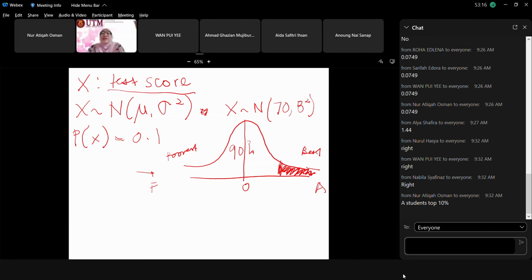Okay, so this is where the probability of 0.1 is. So we know that this is our Z, the critical value, and it should be on the right side, so the answer should be positive. Now it's time for you to find from the normal table the closest probability to 0.1 and then try to get the value of Z. Can you get it for me, please?